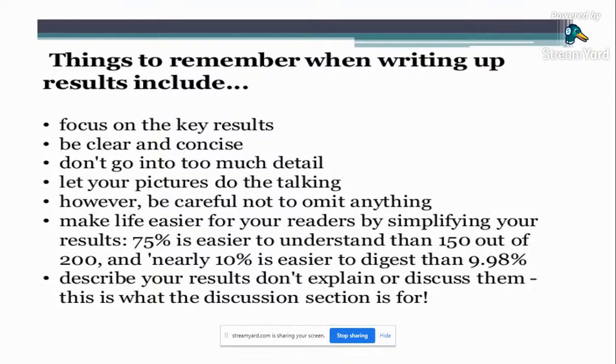Some of the things you need to know while writing the results are: focus on the results, and the results should be clear and given in a precise way. Sometimes try to mention the pictures that were taken while doing particular modifications on the particular material, and try to explain them in a precise and apt way. Okay, these are the points that I need to look at.